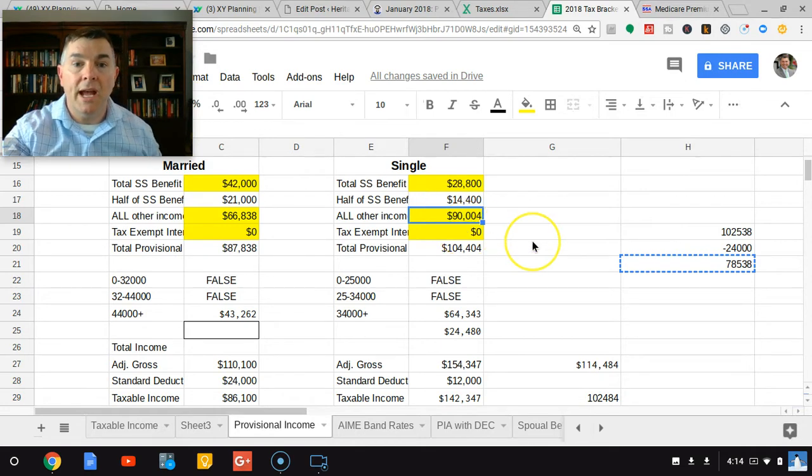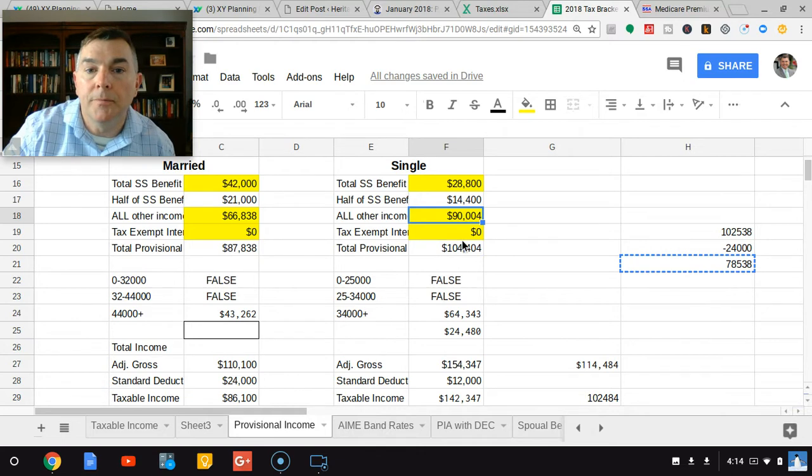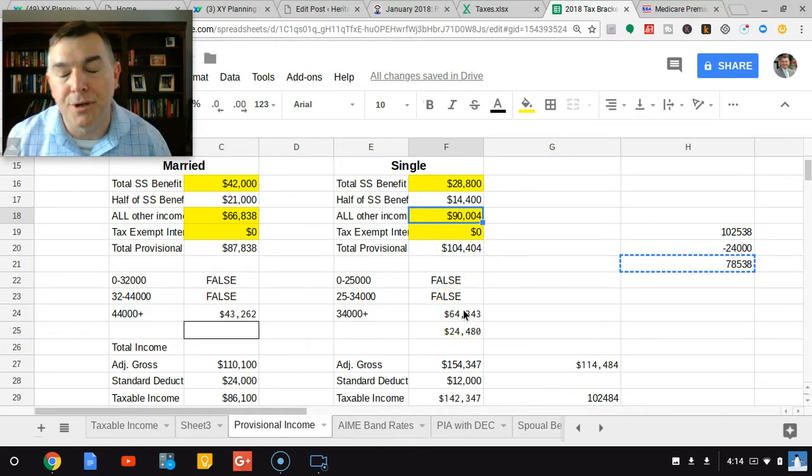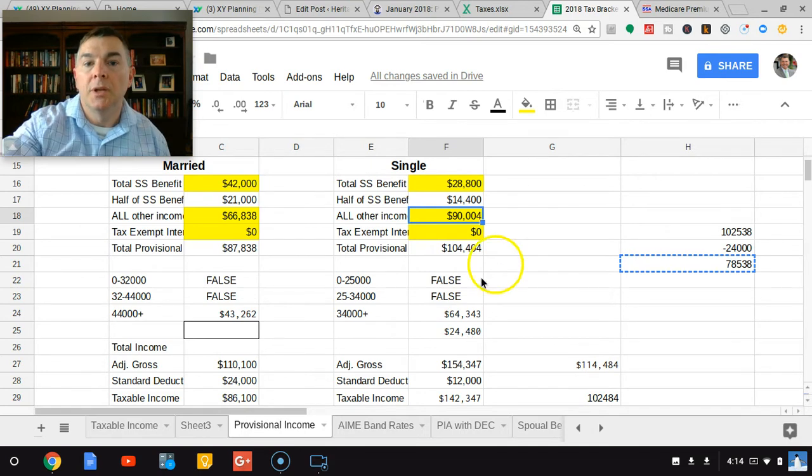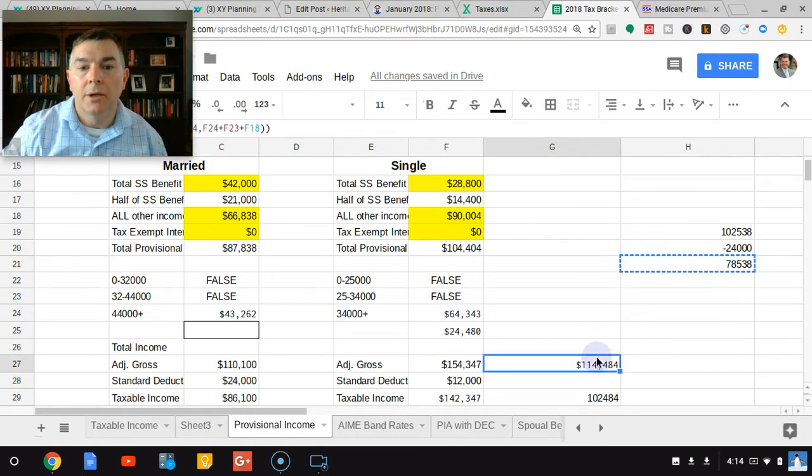So now we take in $28,000 divided by 2 to get half of Social Security plus her other income. Her total provisional income is $104,404, which is significantly higher than the Social Security amount she has. Again, you can only pay 85% of your total amount subject to taxation, which means $24,480 would be subject to income tax. So we take the $24,480, we add it to this right here, which gives us this amount right here.